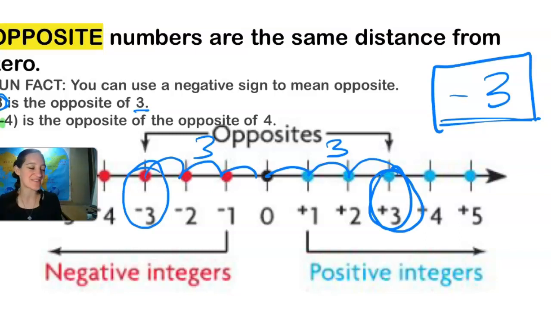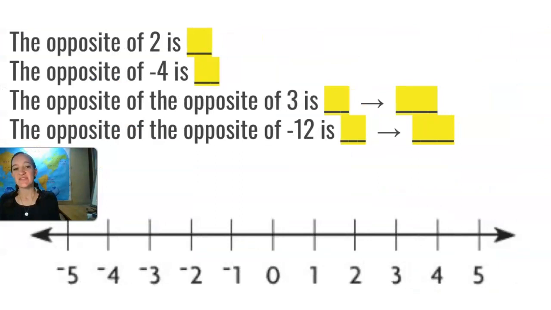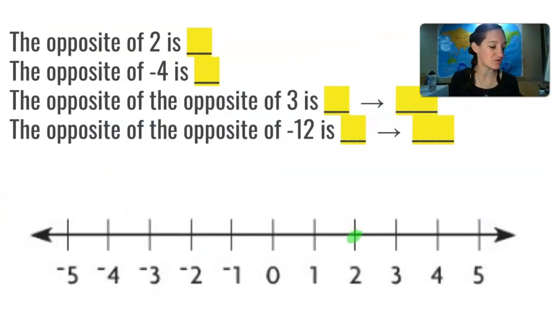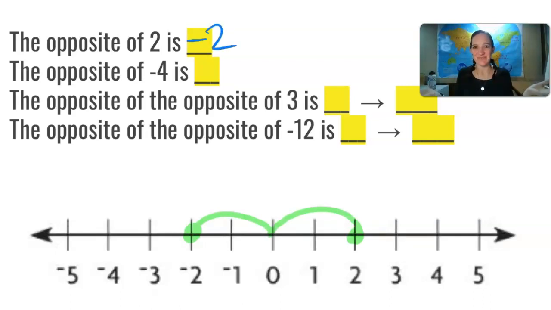Let me give you some examples of what I'm talking about. So the opposite of 2, here's 2. What's the same distance from 0? Oh, negative 2. So the opposite of 2 is negative 2.